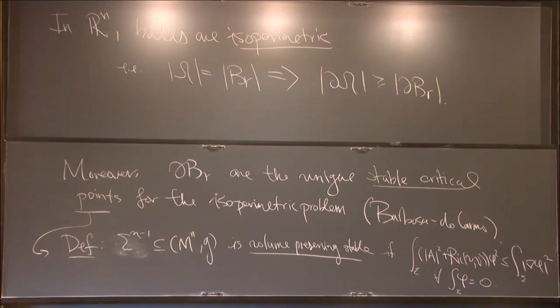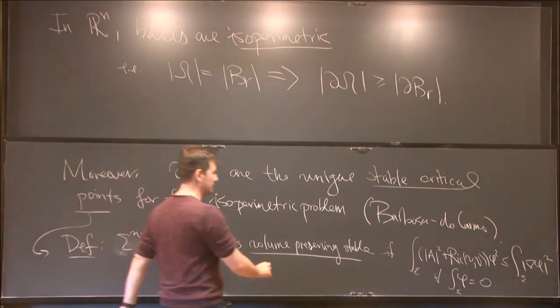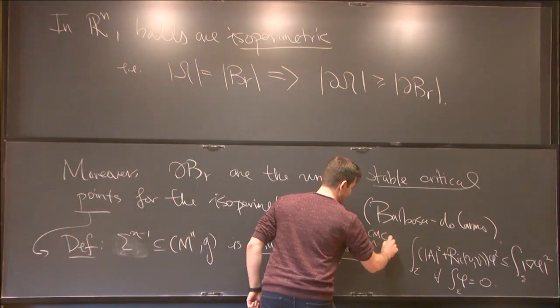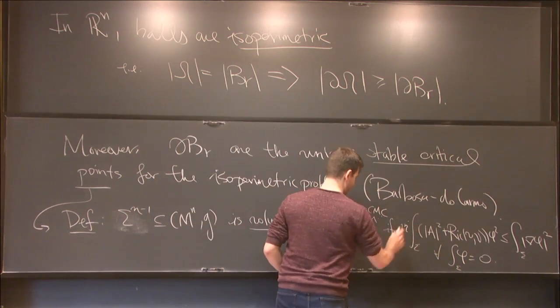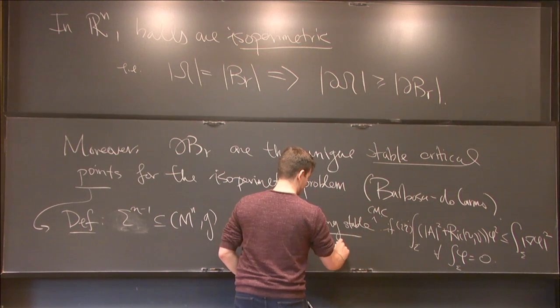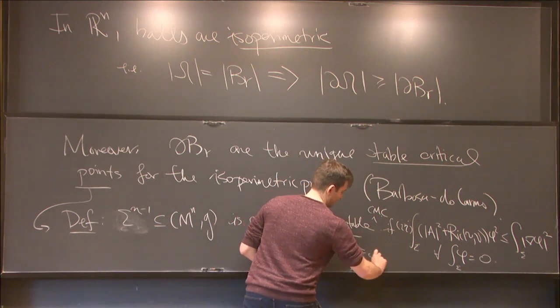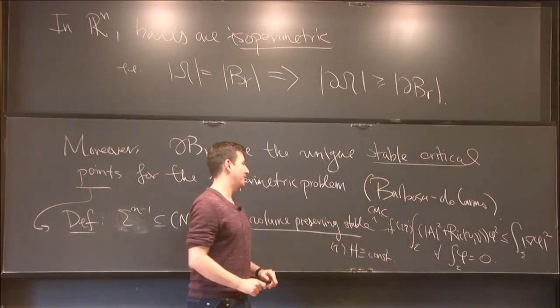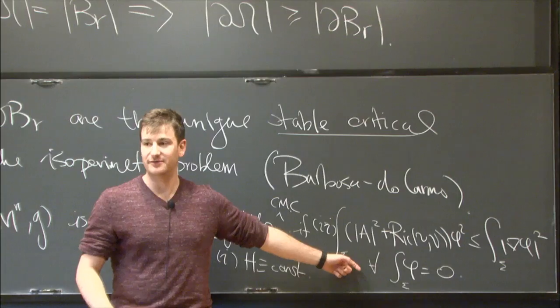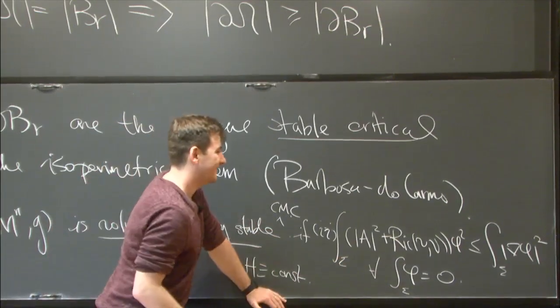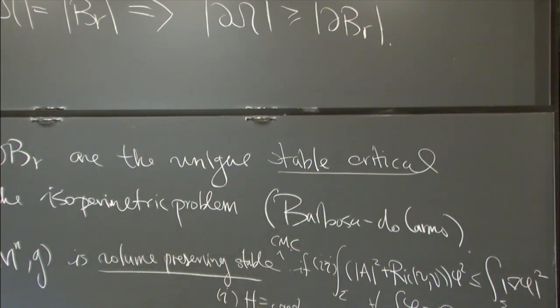Oh, sorry. And I should say volume preserving stable CMC, constant mean curvature. If this holds, I've already messed up. What I really mean is you're a critical point and you're a stable critical point, moreover. You can ask my calculus students about computing the Hessian at non-critical points. They're quite good at that.